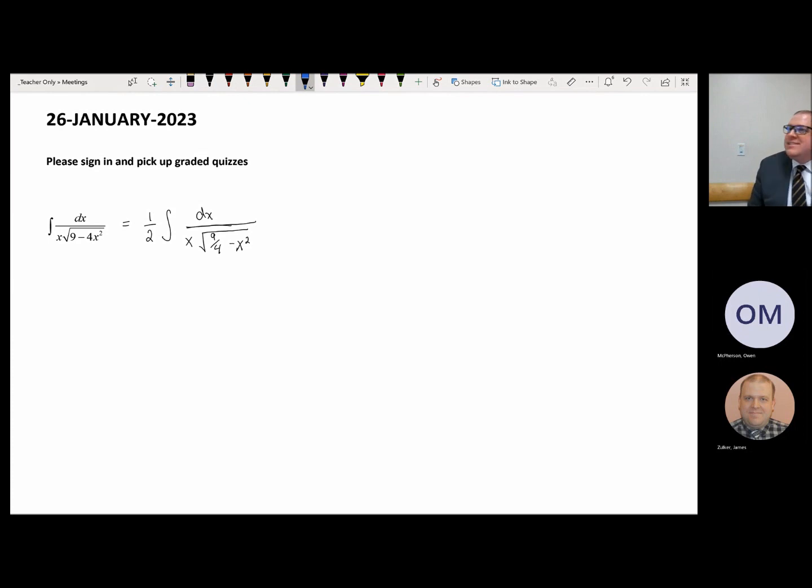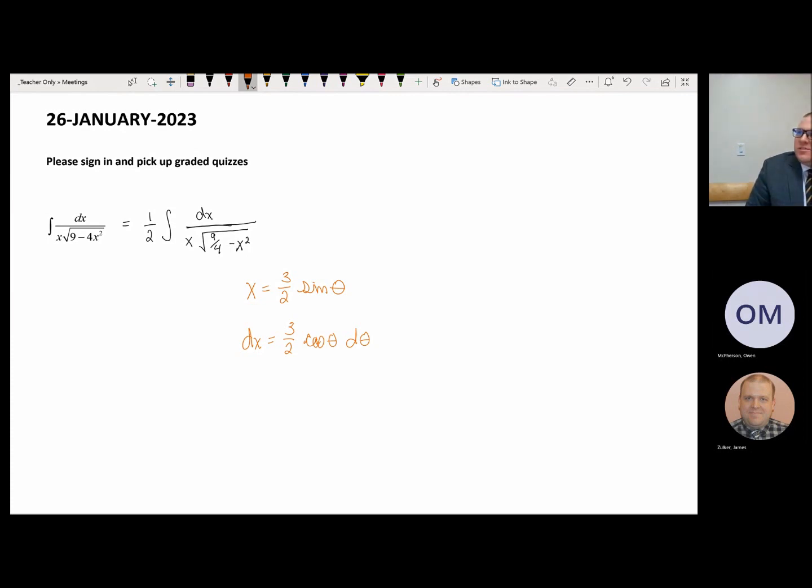And then we wind up using the same substitution, right, which was x being 3/2 sine of theta, right? That would mean that dx is 3/2 cosine theta d theta, right?